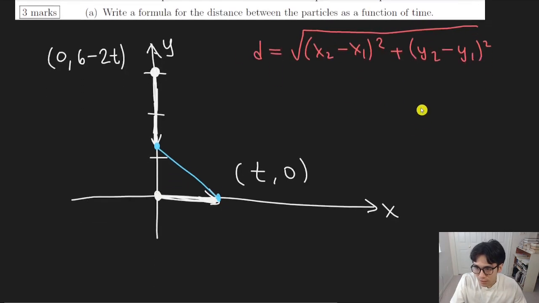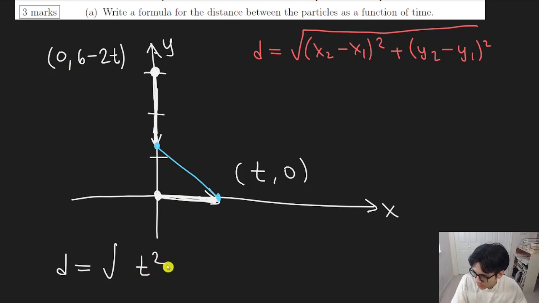So now let's apply this formula, and we're going to have distance equal to the square root. We subtract the 2 x coordinates. That's just t minus 0, or just t squared. Then we have the difference between the y coordinates. So this minus this, squared. Again, subtracting 0 doesn't really do anything, so we just get this squared. And we take the square root of it.